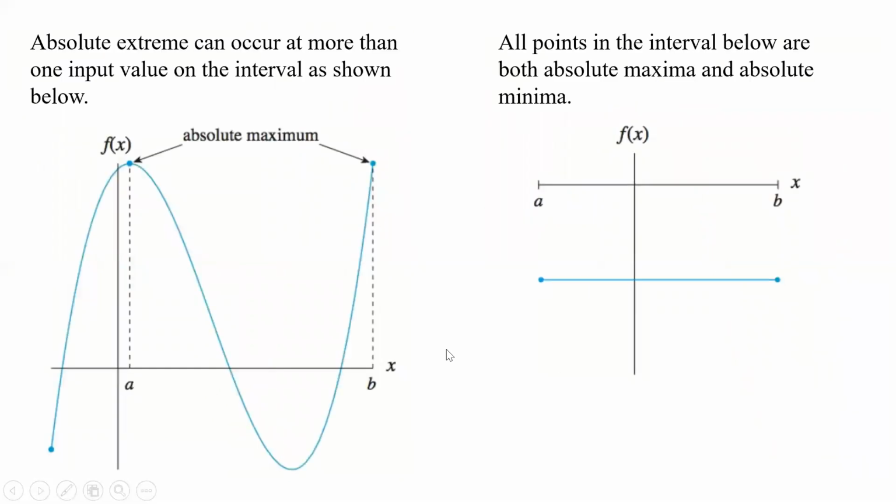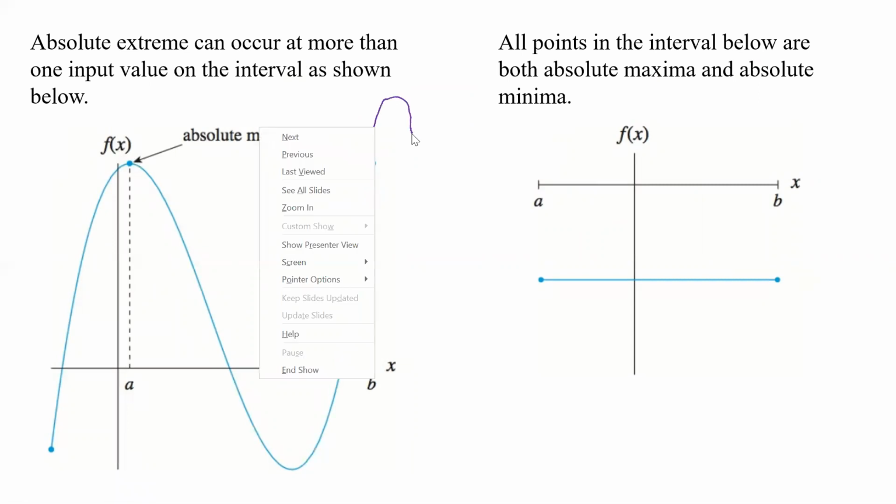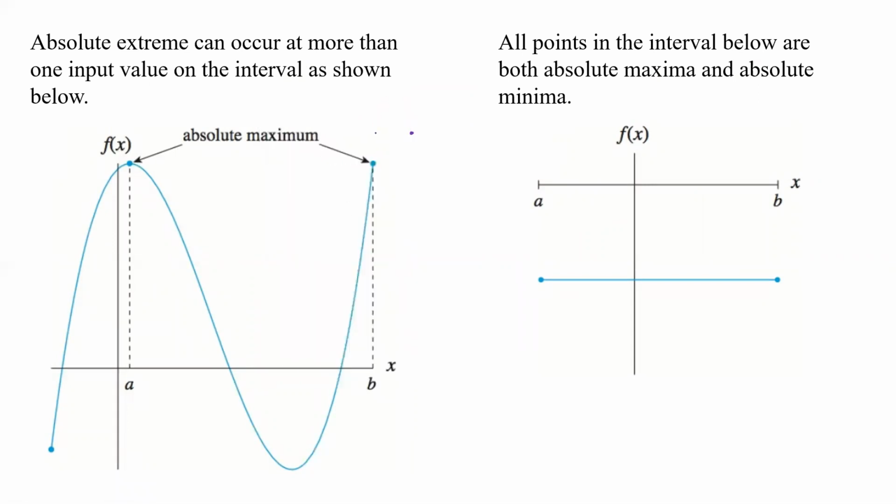Okay. So kind of like I drew in that first picture, an absolute extreme can occur at more than one input value on the interval as shown below. So we can have an absolute maximum at this point and this point if those are equal, okay? And before, what did I draw? I drew the parabola and I did absolute minimum where they were equal here, okay, here, and here. So those were absolute minimum and they were equal, same point, okay?